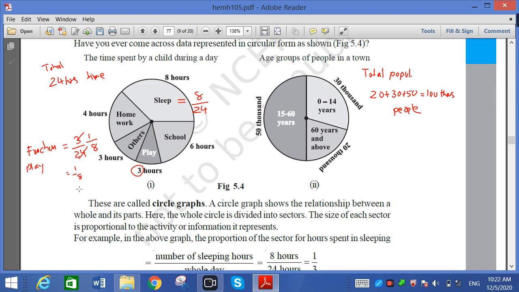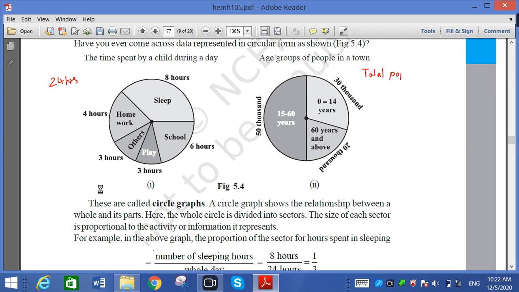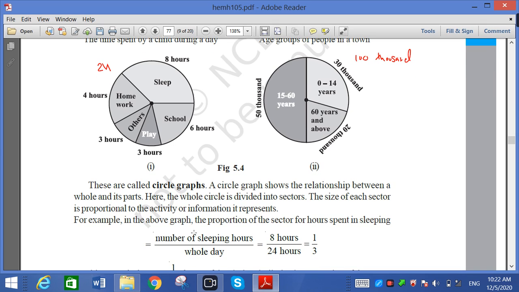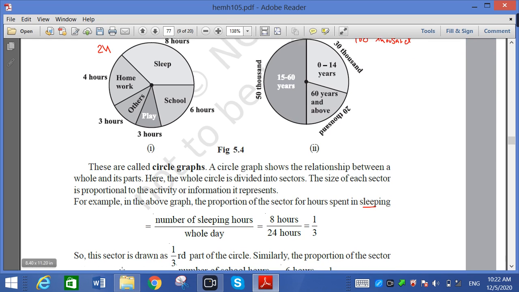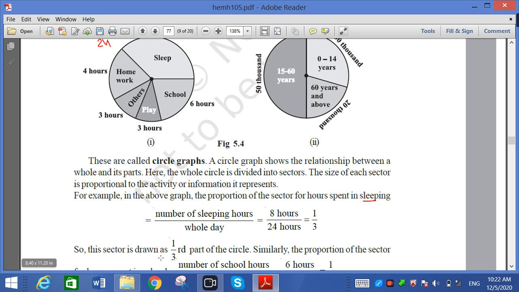Now if you see from here, already we know that here it is 24 hours total and here it is 100,000. 20 plus 30 is 50, plus 50 is 100,000. If you total it, 24 hours. Now we have to find the fractions. For sleeping, the number of sleeping hours in the whole day is 8 upon 24, that is 1 by 3. This sector is the 1/3 part of the circle.